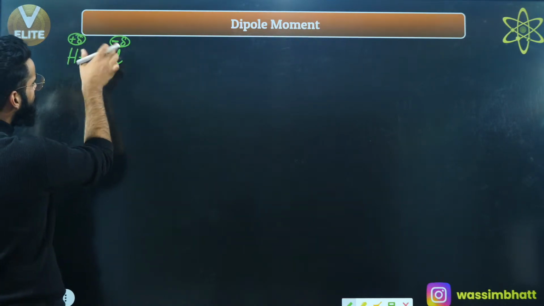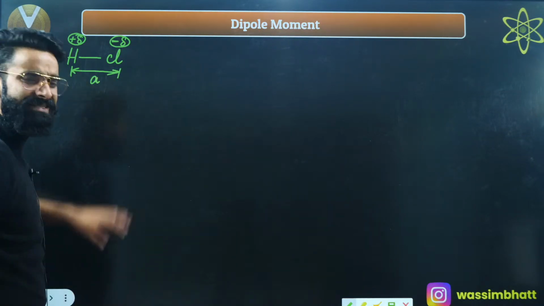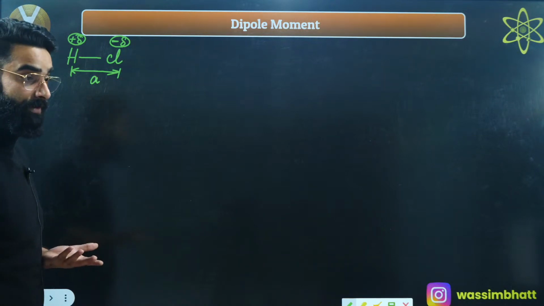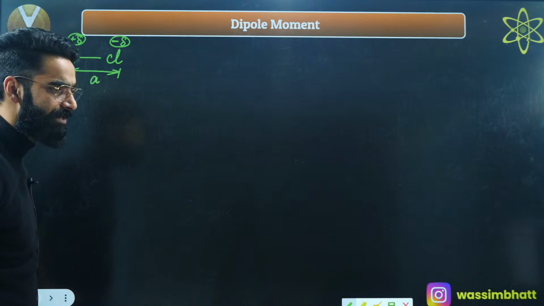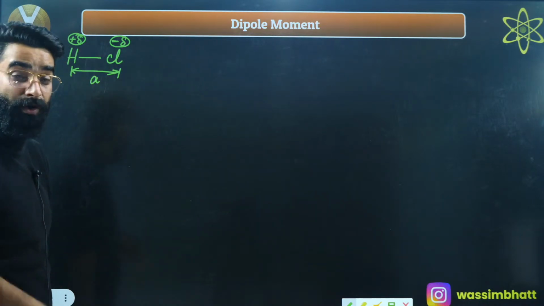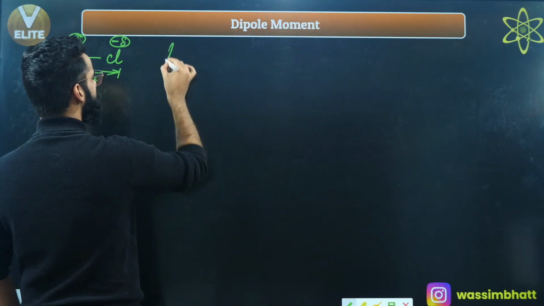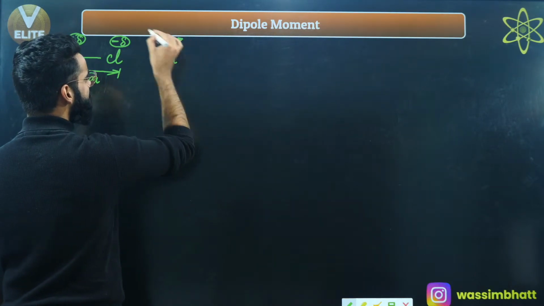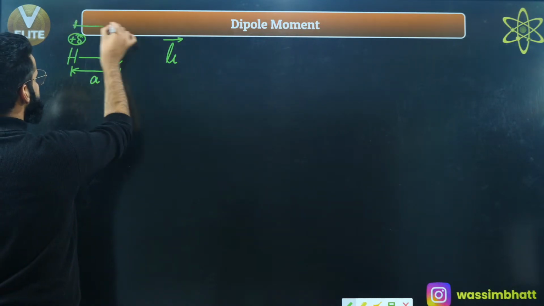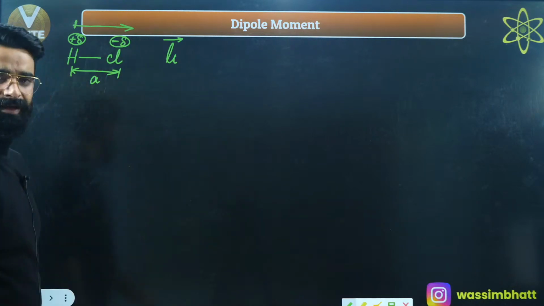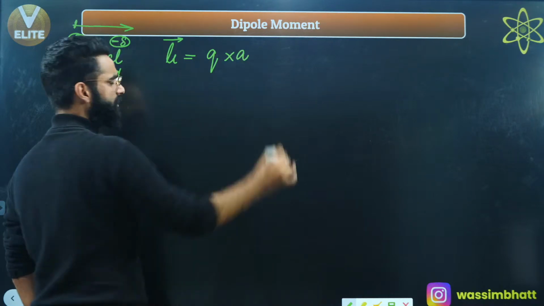So can I say I've got two equal and opposite charges separated by a certain distance A? Absolutely. So this molecule is behaving like a dipole, and for the dipole we calculate something called dipole moment, which is denoted like this. And this dipole moment is a vector quantity whose direction is from positive to negative. So the direction of dipole moment over here is going to be in this way. And this dipole moment is nothing but the product of charge multiplied by the distance between the two. That's all.